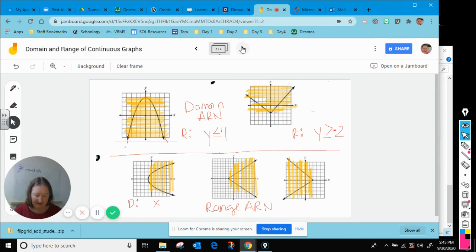Okay, so what value is okay to use? It looks like -1 is okay to start with. And then it's all numbers that are greater than or equal to -1.